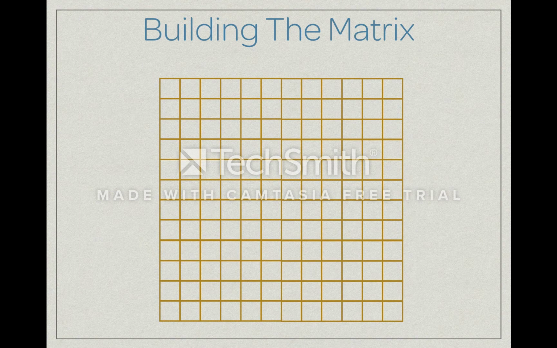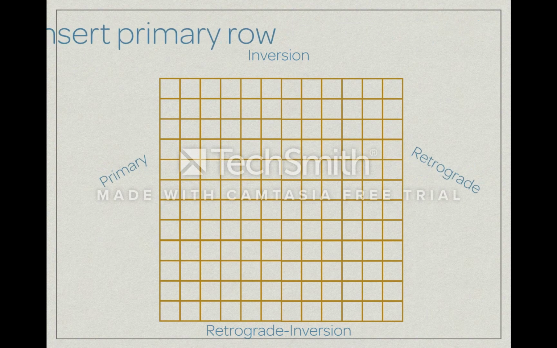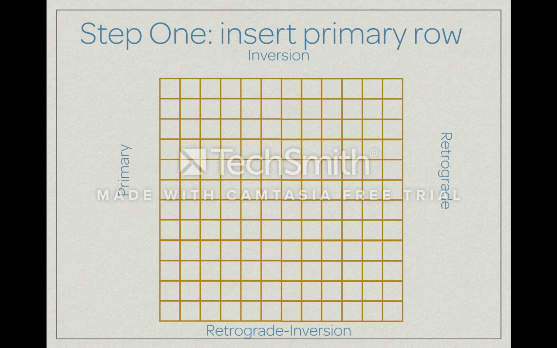You'll recognize the names of these transformations from your previous theoretical studies. Transposition, which we'll label on the row as primary, retrograde, inversion, and retrograde inversion. Our first step will be to copy down our primary row onto the top horizontal row of the matrix. You'll remember this row from our first slide.